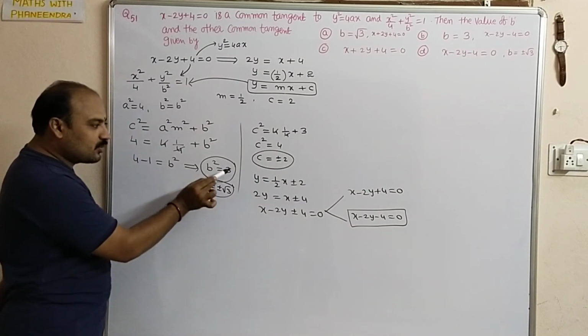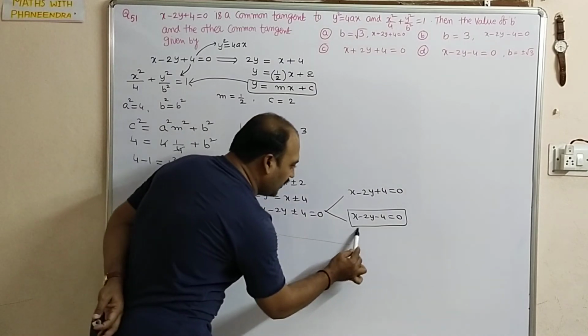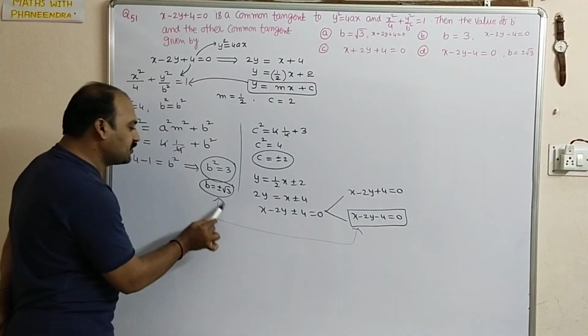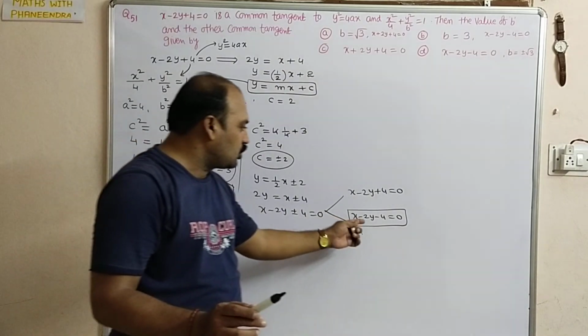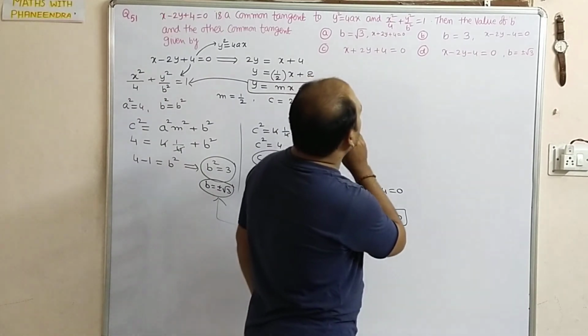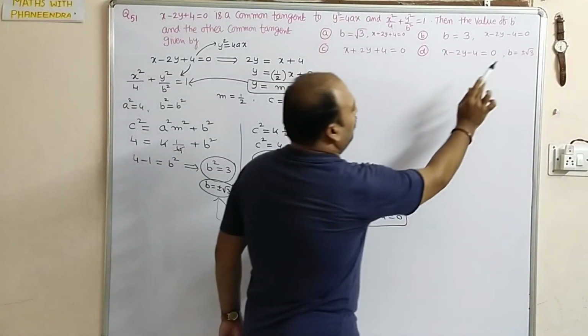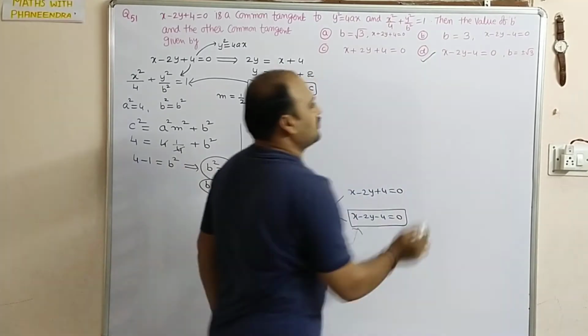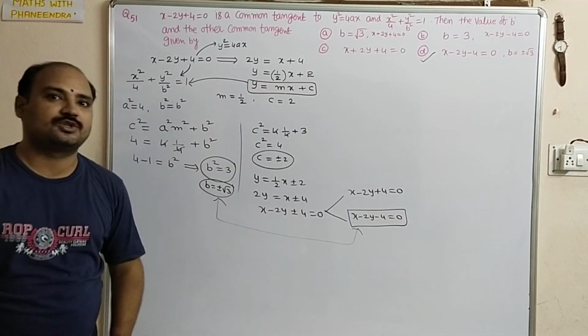And b square equal to 3 means b equal to plus or minus root 3. So, these two are there in which option? That option is the right option. b is equal to plus or minus root 3, x minus 2y minus 4 equal to 0. In which option will it be there? In that, b is equal to root 3 only there. Here plus or minus. So this is the right option. Fourth option is the right option. We will move to the next question.